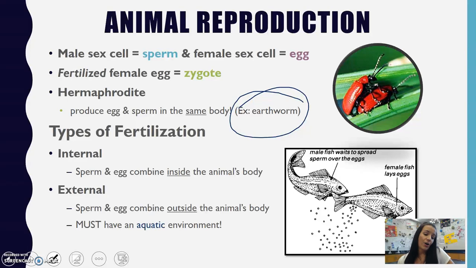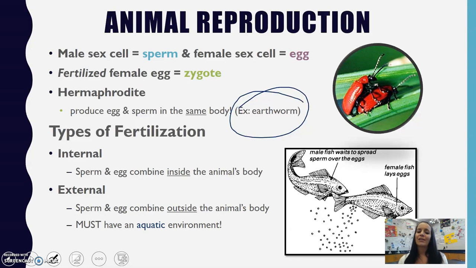Now, the ones that are not hermaphrodites still have to do fertilization. So they can do that through either internal or external. So internal is just that. The sperm and egg combine inside the body. This is what you typically think of when you think of animals mating, right?